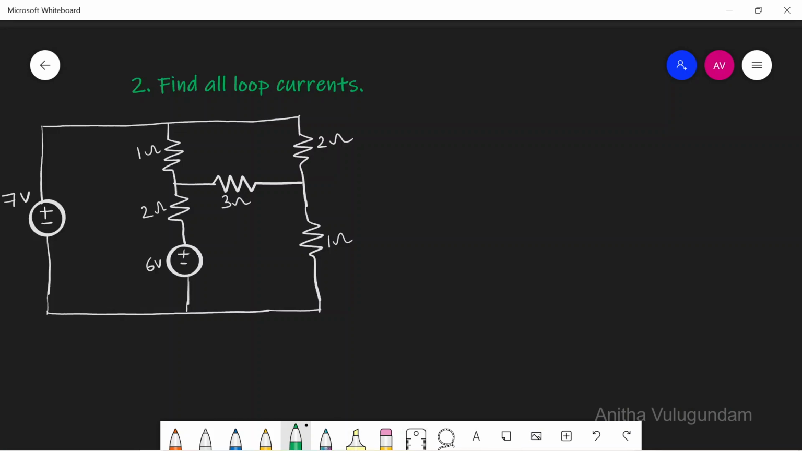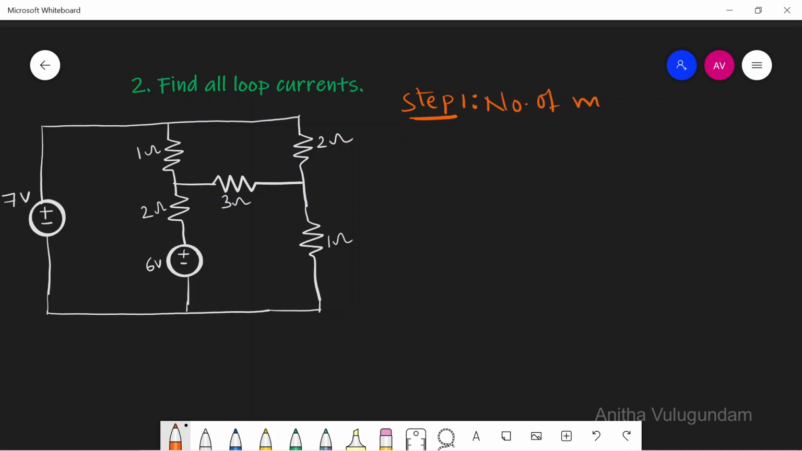Second problem, find all loop currents given in the circuit. We are supposed to find all the loop currents in the given circuit, and procedure is step 1. We are solving this problem by considering mesh analysis. So step 1 is identify the total number of meshes.